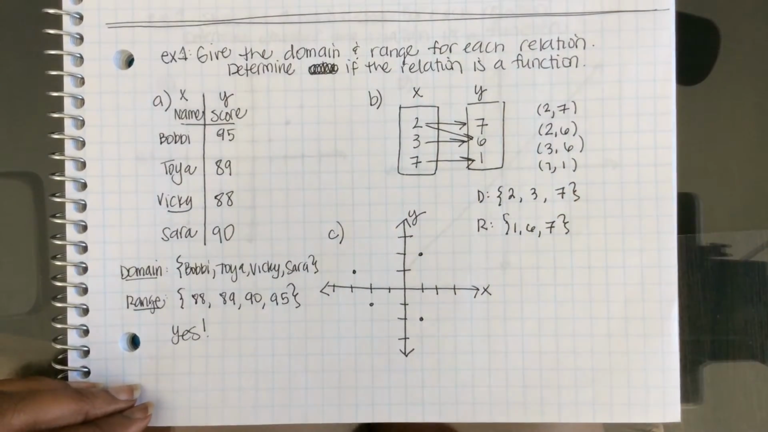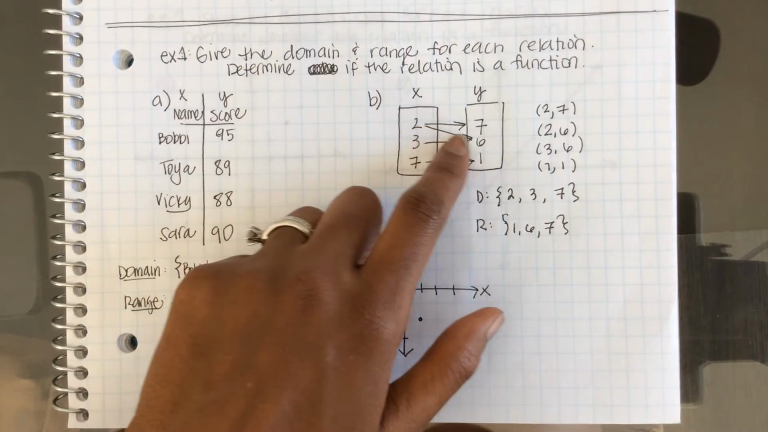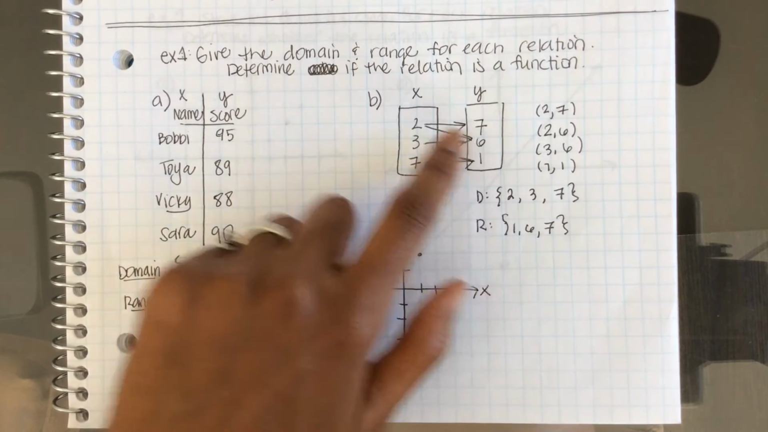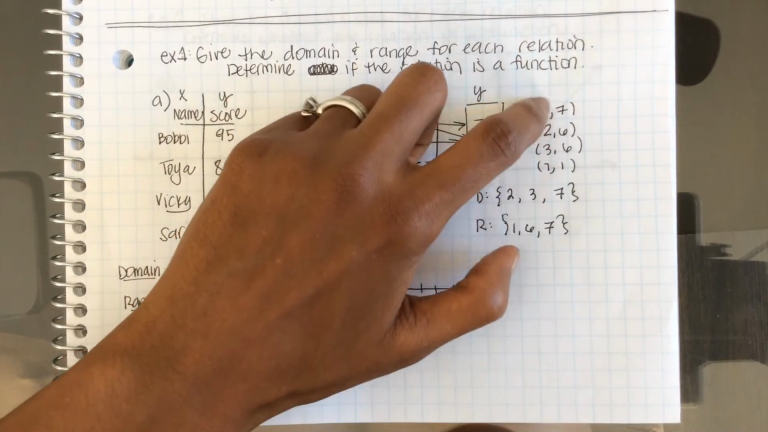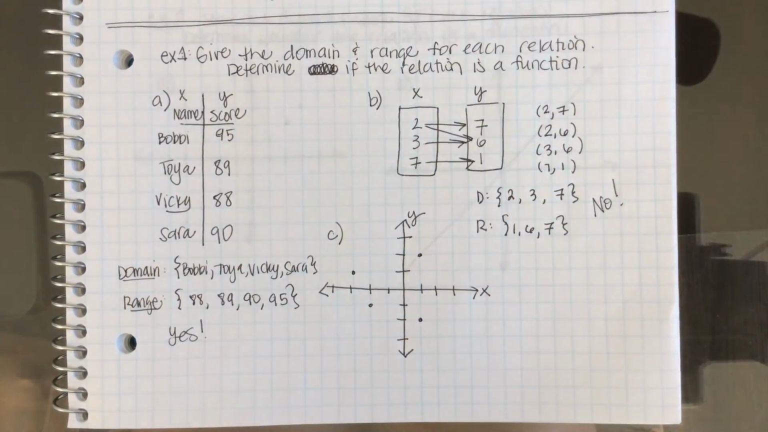So remember, if a relation is a function, that means each x value only maps to one y value, or no, your x values are not repeated. I can see that 2 maps to both 7 and 6, which is why 2 is repeated here. So no, it's not a function.